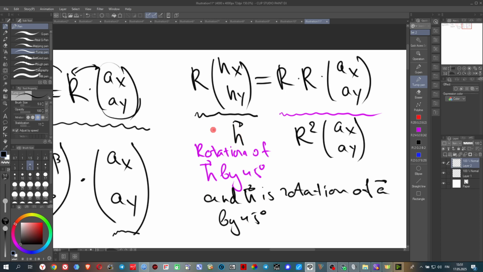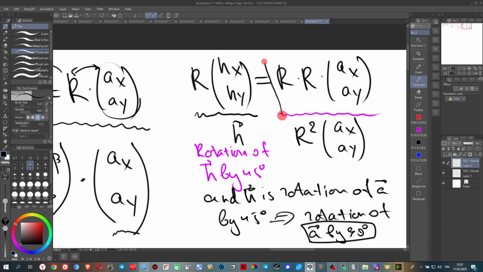Basically, what happens here is that we rotated the old vector 2 times by 45 degrees, and this action is a rotation of an old vector by 90 degrees. So it is a rotation of a by 90 degrees. So basically we rotate a by 90 degrees, and it is actually exactly the same as multiplying vector a by r square from the left side.